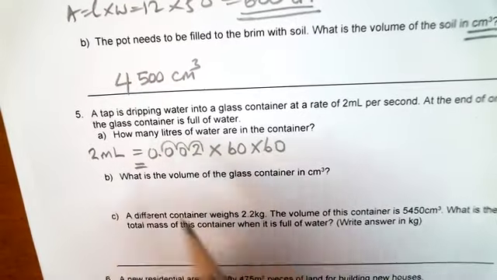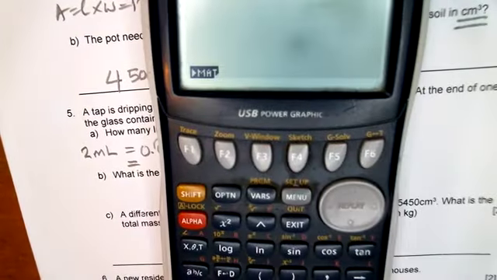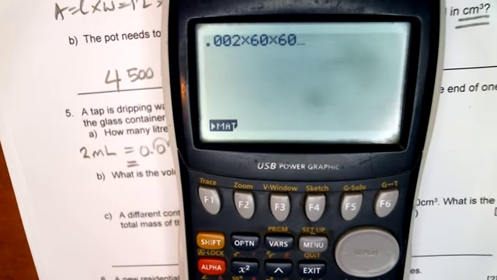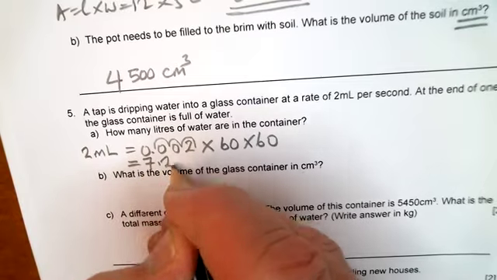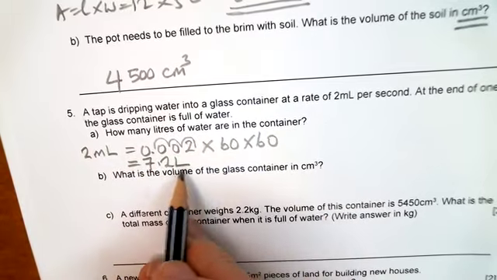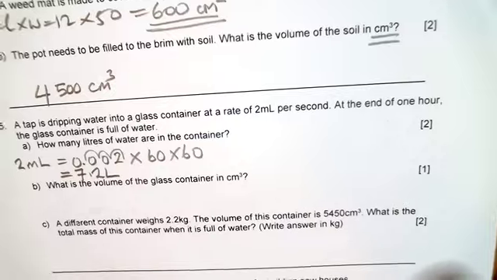So what do you end up with? Well, you're going to have 0.002 times 60 times 60. Oh, you can't see that, sorry. 0.002 times 60 times 60, and we end up with 7.2. So you've actually got 7.2 litres, which is a fair amount, yeah?